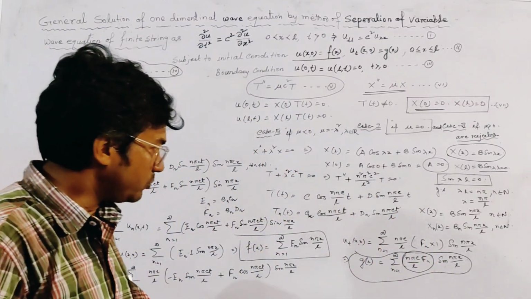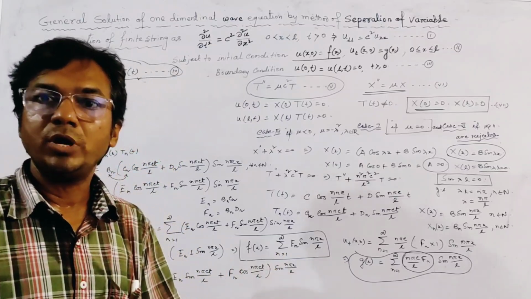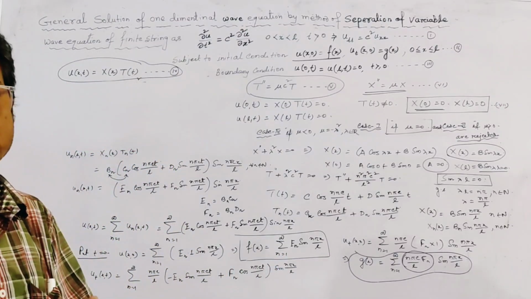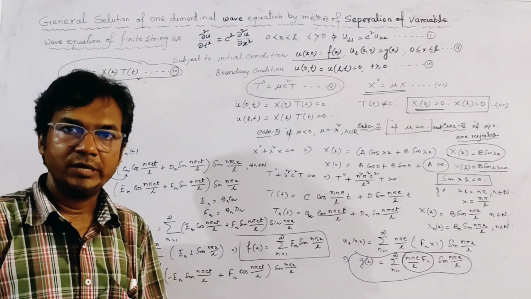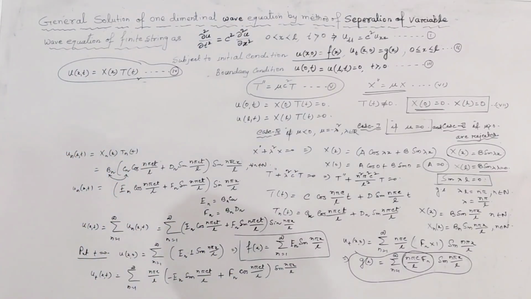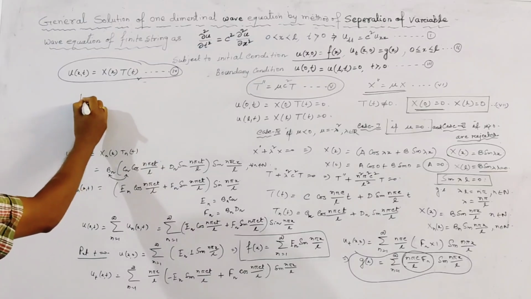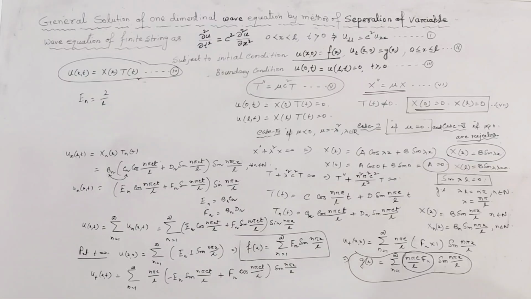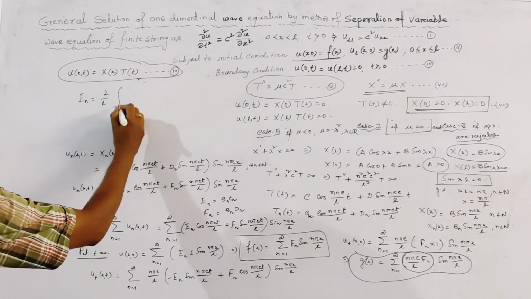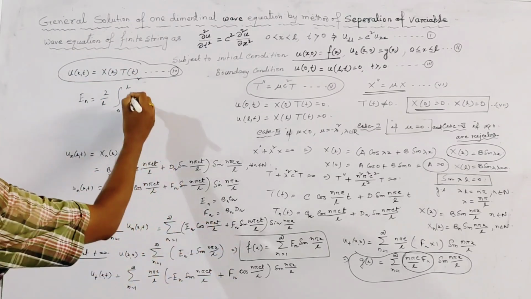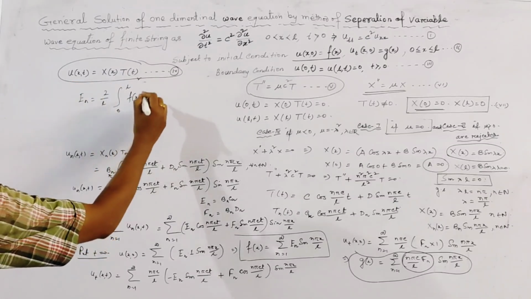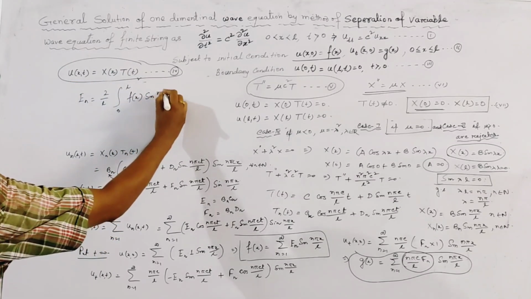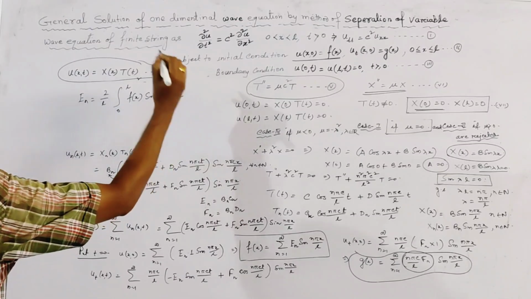Okay. Now to find the Fourier coefficient, we use the formula of the Fourier coefficient of the half range series, or Fourier sine series. From the Fourier sine series, we can write this relation for E_n as 2 by L, because this is a half range series and the range is 0 to L. So this is 2 by L into integration 0 to L of f(x) into sin(n pi x by L) dx.